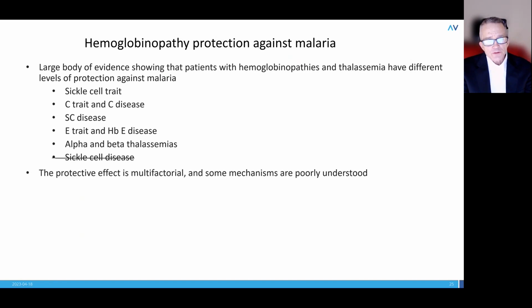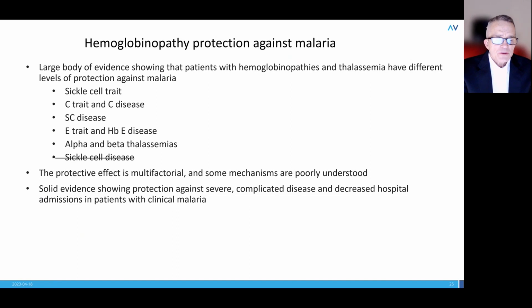Well, first of all, the protective effect is multifactorial. So there are multiple mechanisms, some of which are not well understood at this point. But there's clear evidence showing protection against severe, complicated disease. So severe malaria, as well as patients with hemoglobinopathy, tend to have decreased hospital admissions than patients without hemoglobinopathies.